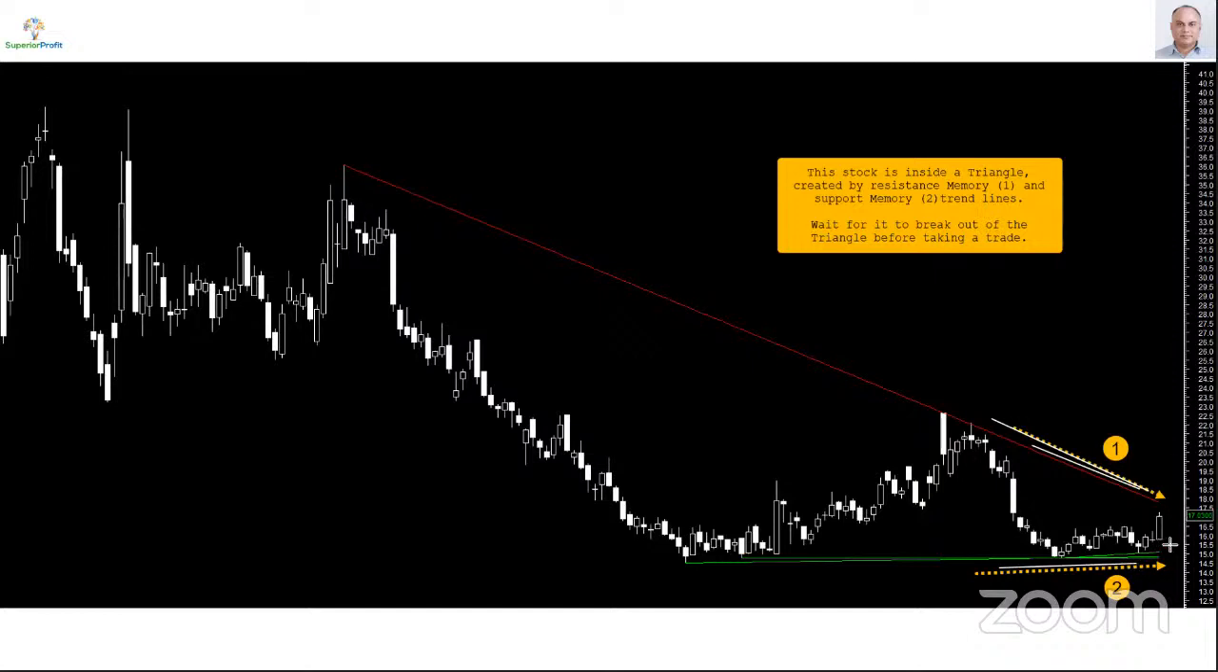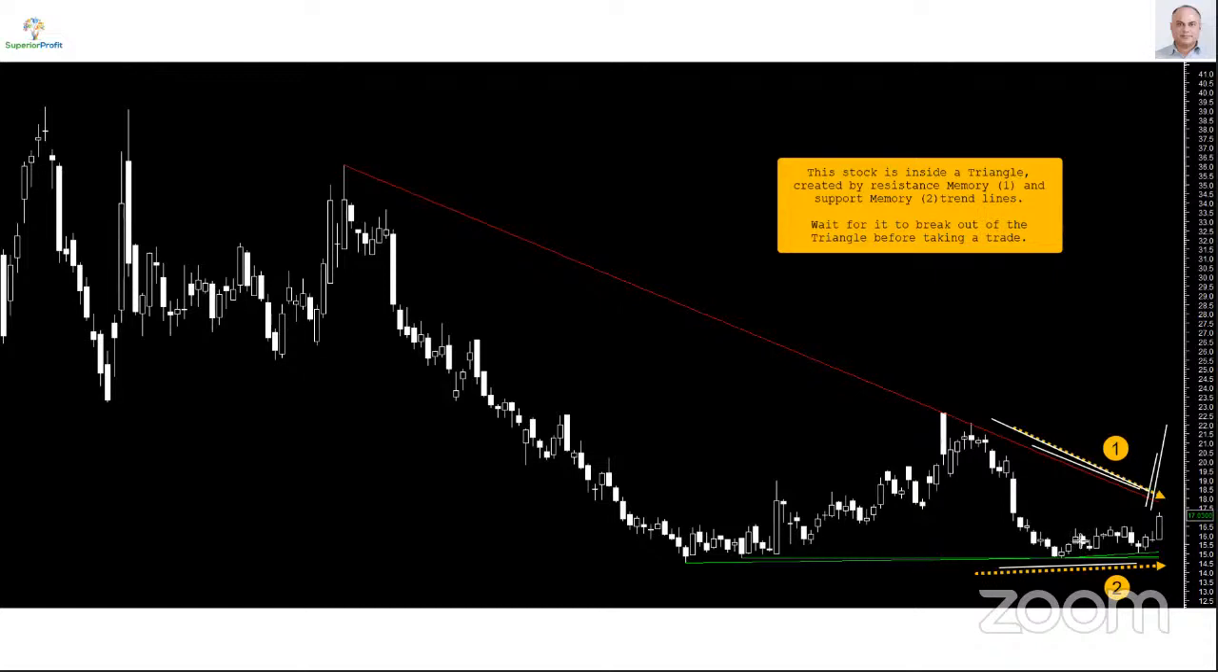So we'll not try to take any trade at this level. We could look for a breakout to the upside because the last candle here is bullish. We look for a breakout to the upside. And if the breakout happens, we may look for a breakout setup.